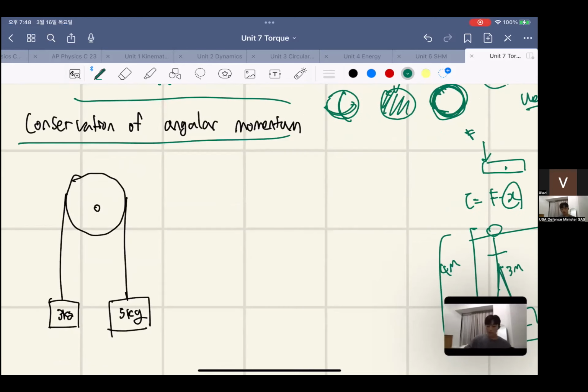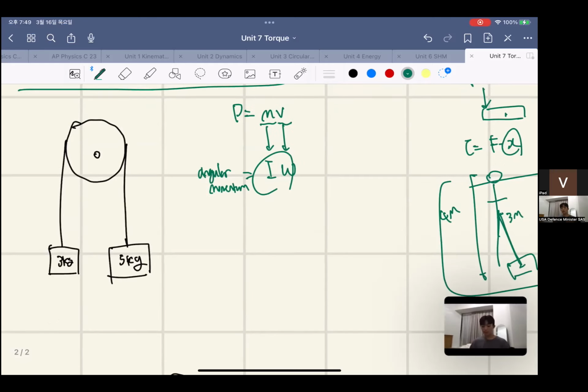I have one more concept to explain, which is conservation of angular momentum. Just like linear momentum, angular momentum is also conserved if there's no outer force. The formula for linear momentum was P equals mv. Now, m in the angular world is I, or rotational inertia, and v in the angular world is omega, or angular velocity. Thus, angular momentum is equal to rotational inertia times omega, and the product of the two should be conserved, even if collisions happen.